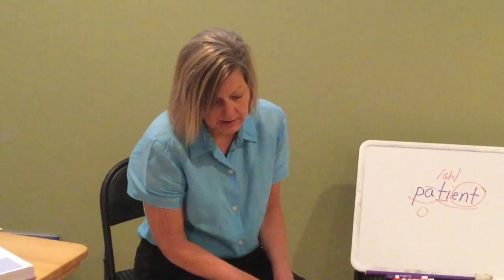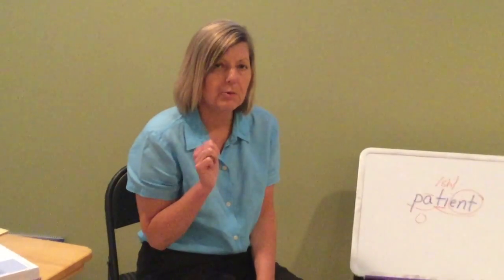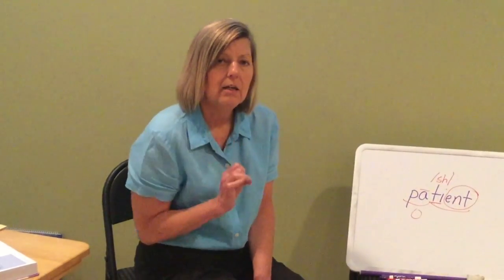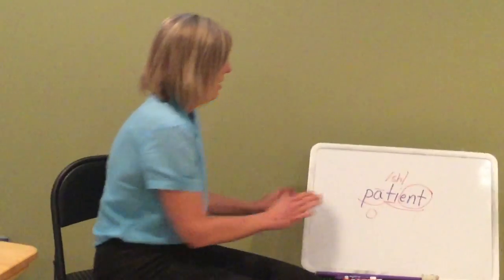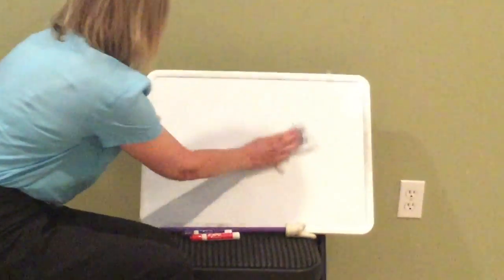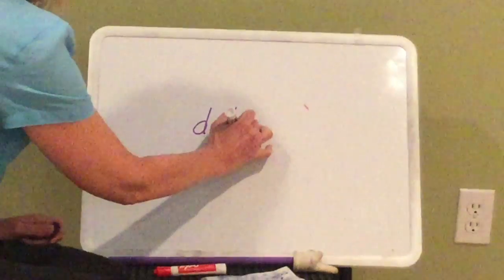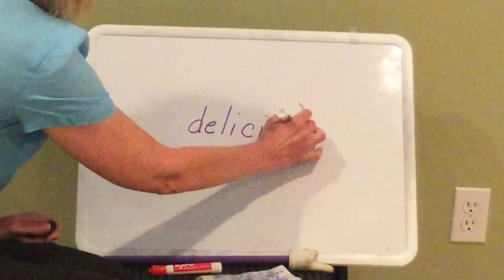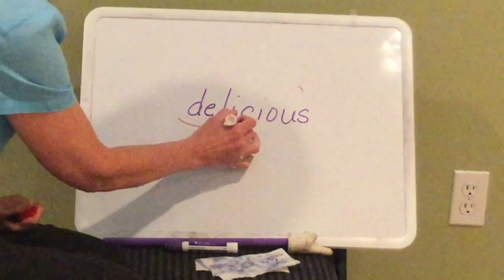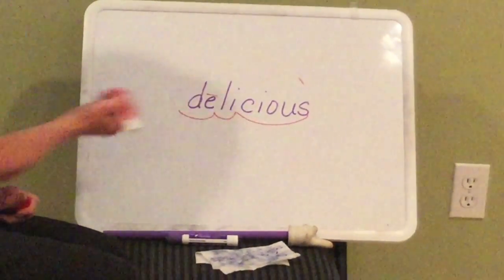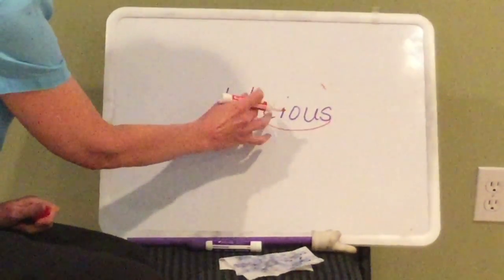Okay, our last word today is delicious. Delicious. Okay, we have 3 syllables this time. We have E, we have I, and then we have shus. Okay, let's write it first. We have delicious. And let's mark our syllables. We have delicious. Okay, we have a long E. E says E, so we have an open syllable.